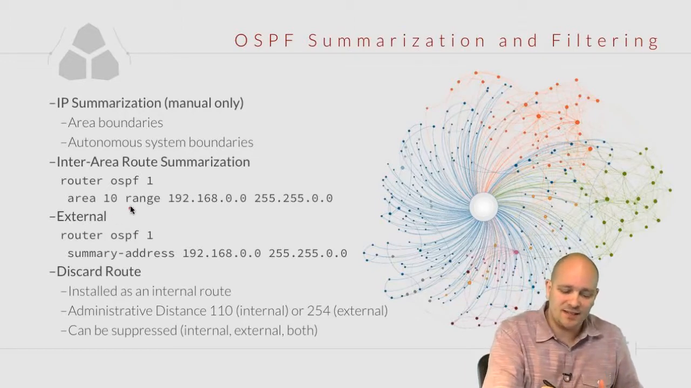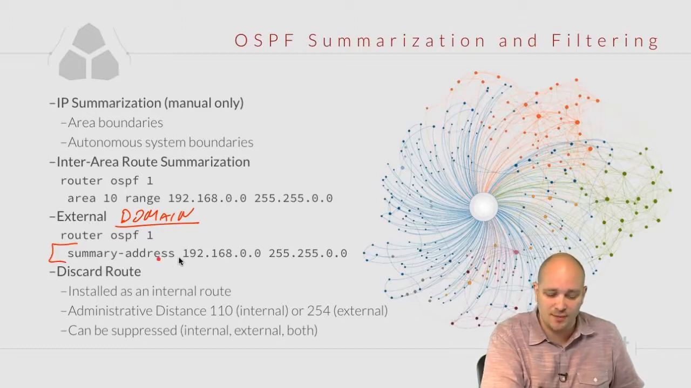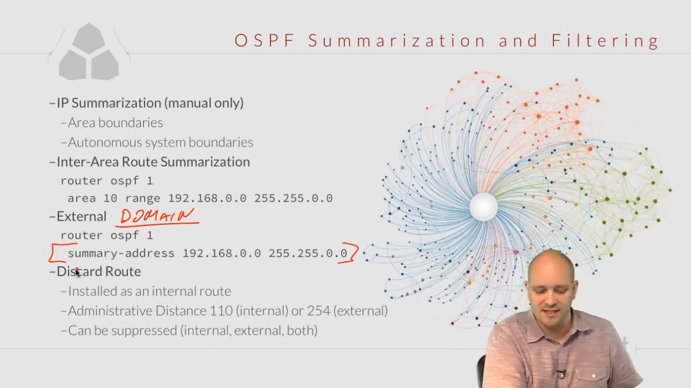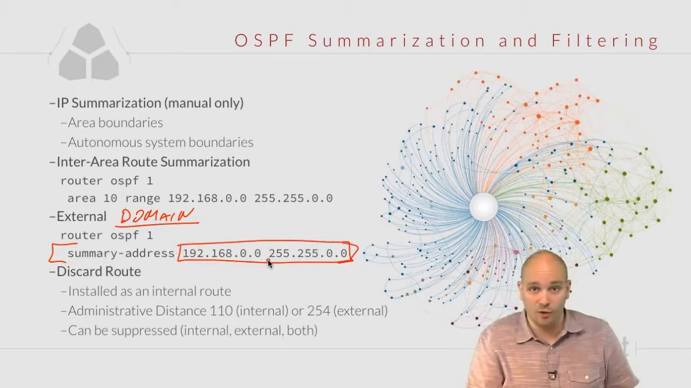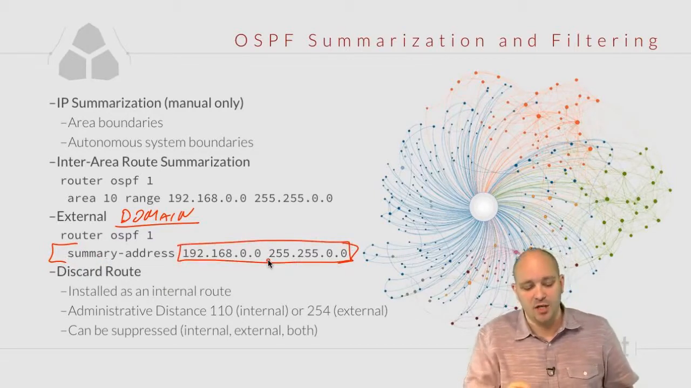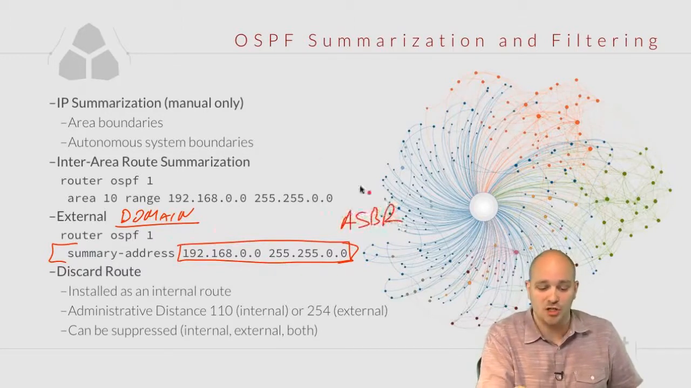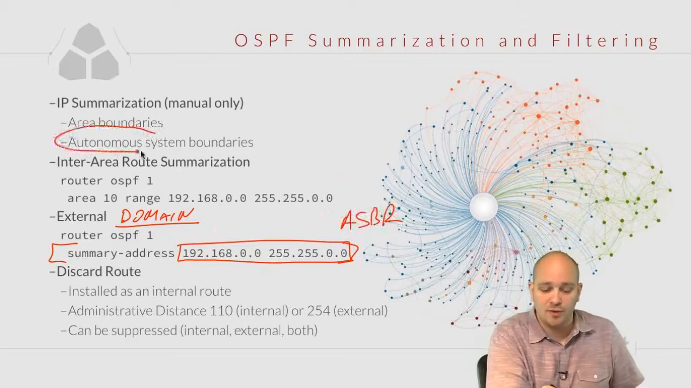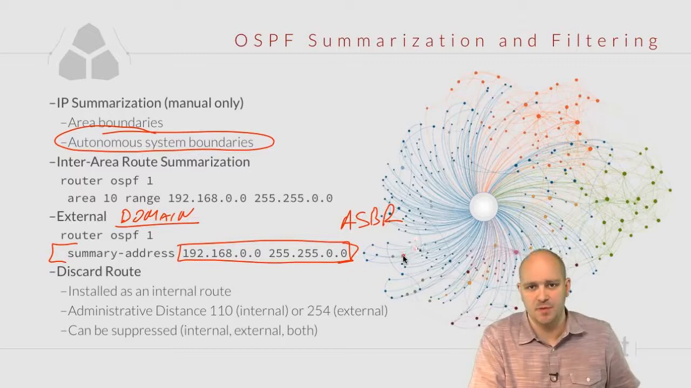And given that the flooding scope of type 5 LSA is the entire domain, this means that the summarization of the external routes, and the syntax there is summary-address and then simply a summary. Please note the lack of any area identifiers here. This can only be done on the ASBRs. So for external routes, we can perform the summarization only at the ASBRs.